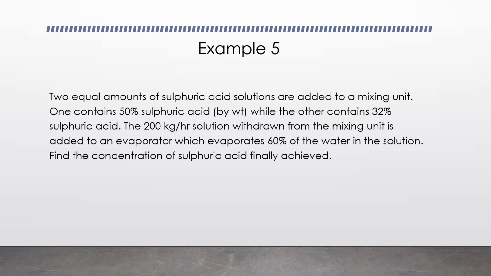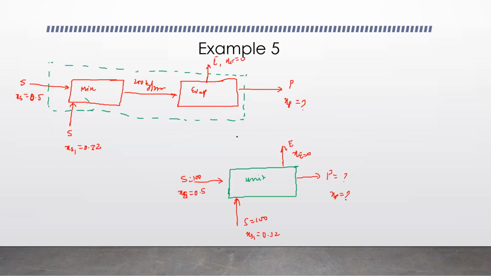So let's go back to the question and see what the question is demanding from us. Let's read the question again. Two equal amounts of sulfuric acid solutions are added to a mixing unit. One contains 50%, the other contains 32%. We have used all this information, right? The 200 kg per hour solution, we used this, withdrawn from the mixing unit, is added to an evaporator, which evaporates 60% of the water in the solution. We haven't used this information. So we need to use this particular information.